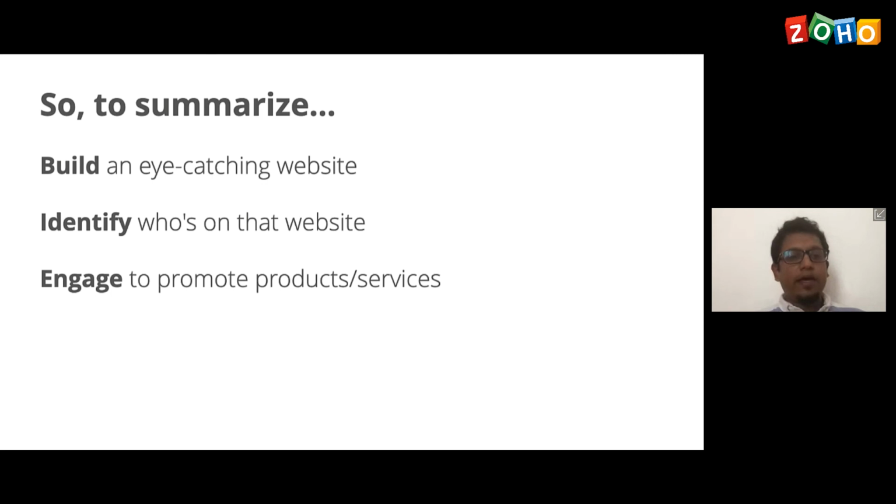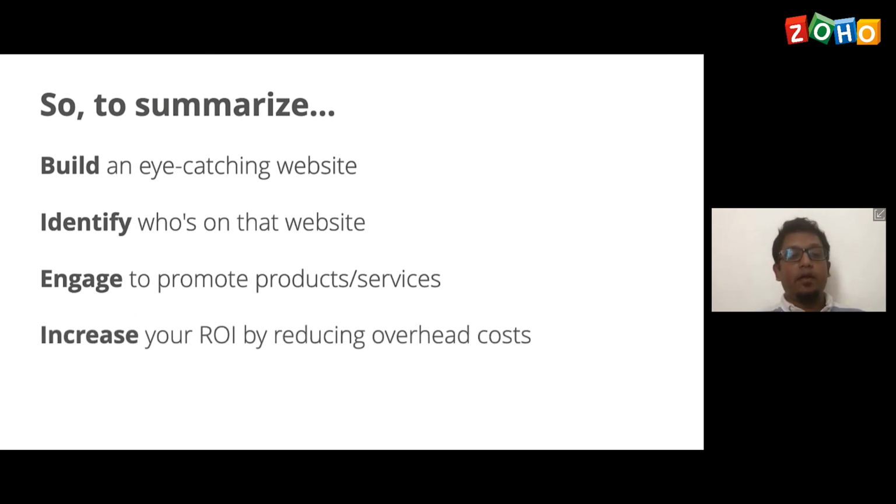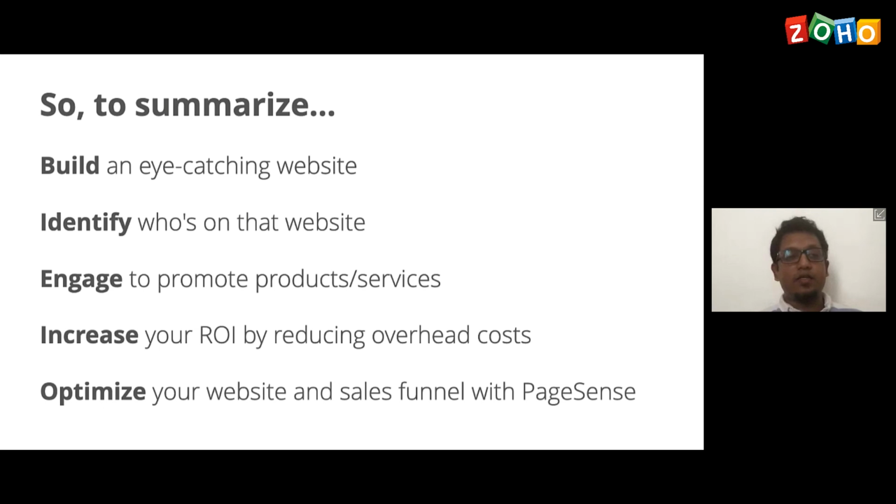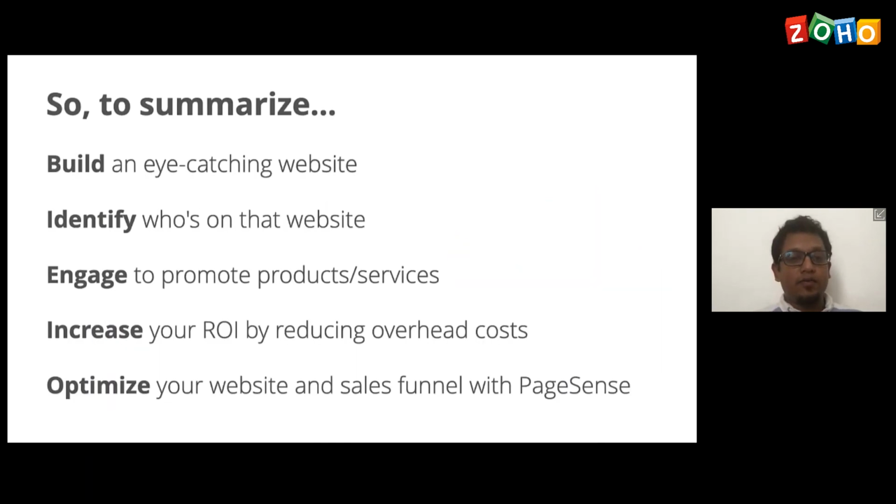So to summarize, you can build an eye-catching website, and then you can identify who's on that website and engage to promote the product or service. As I showed in SalesIQ, you can engage with the audience and increase the ROI by reducing the overhead cost. You can put in bots to chat, and you can optimize the website and sales funnel with Zoho PageSense.